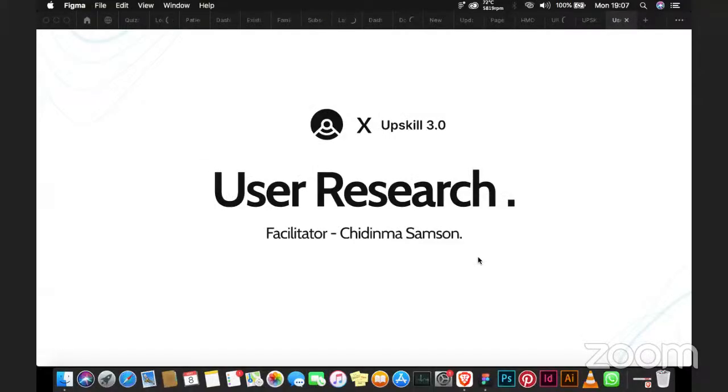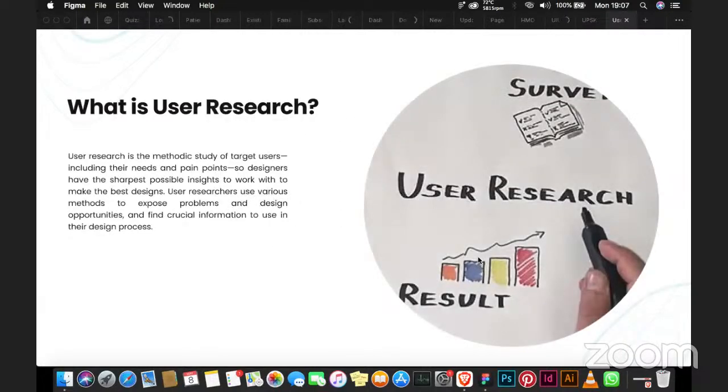Users to make your product usable. So first, we'll start with what is user research. User research, as we all know, is you studying your target audience. And who are your target audience? Your target audience are the primary users of your application.